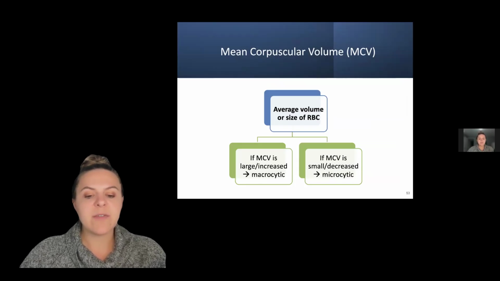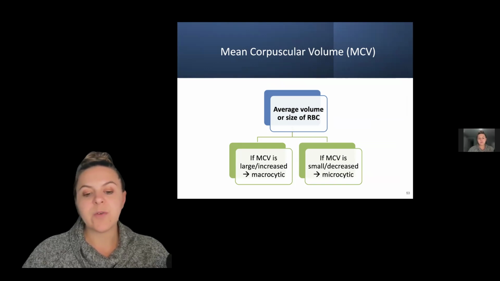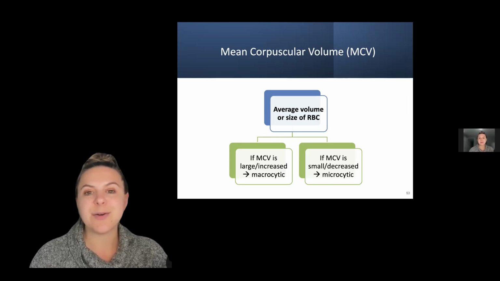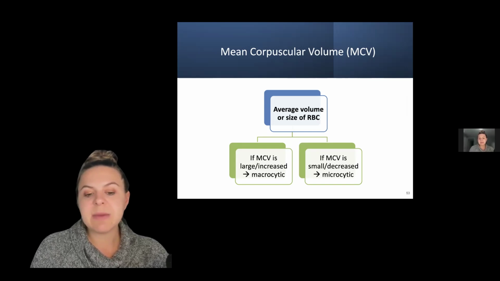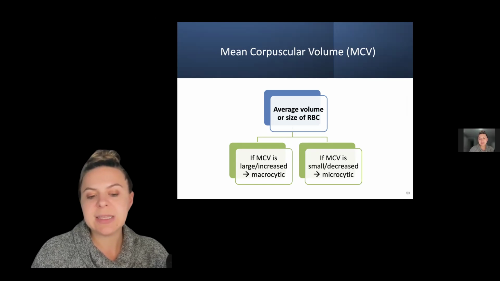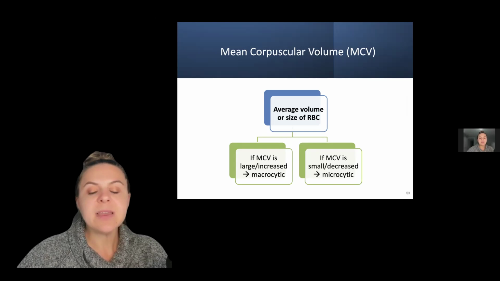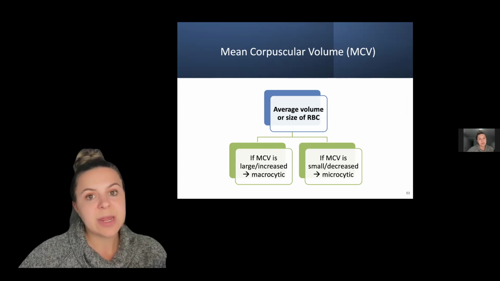Mean corpuscular volume reflects the average size of a red blood cell. If it's high, we call the cells macrocytic, and if it's low, we call them microcytic. Macrocytosis often points to vitamin B12 or folate deficiency, while microcytosis suggests iron deficiency or thalassemia. Normocytic values can still indicate anemia, but typically point to chronic disease, acute blood loss, or even kidney disease. This is one of the first values you as a doctor would look at when interpreting anemia.